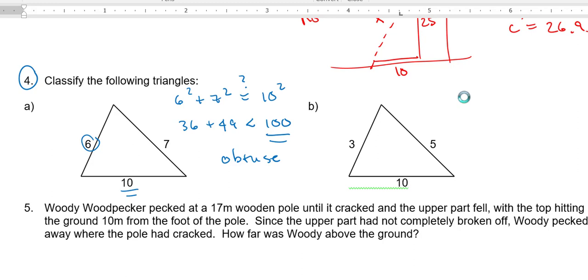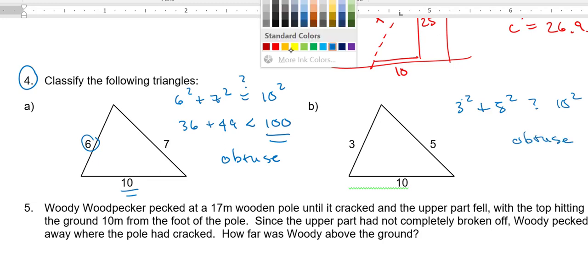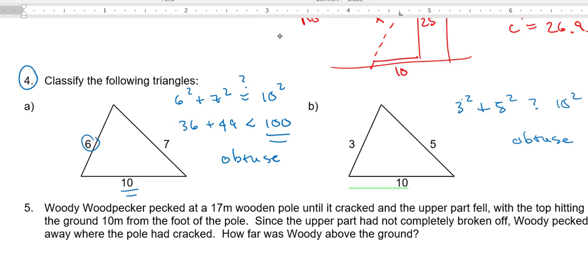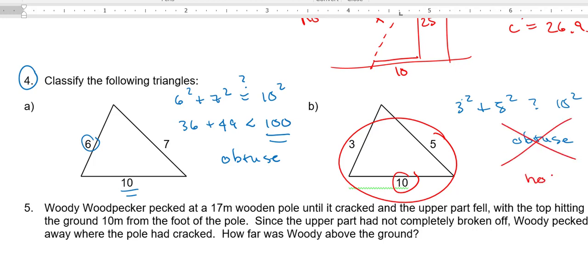I can do the same thing here. It's going to be 3 squared plus 5 squared, question mark, 10 squared. And I'm going to get an obtuse triangle again. However, this one I'm looking at is a trick problem, because guess what? You don't have an actual triangle here, because the 10 side is going to be too big. Okay, so actually no triangle.